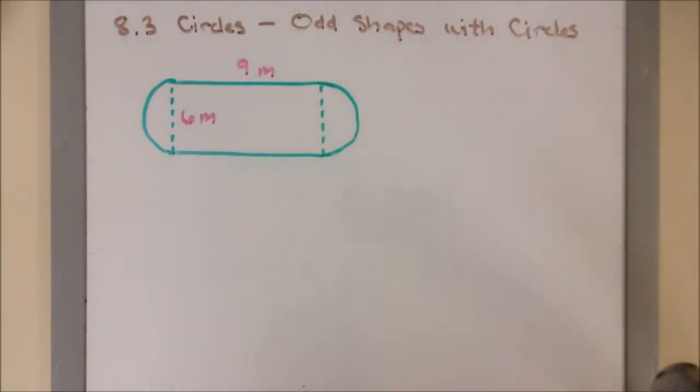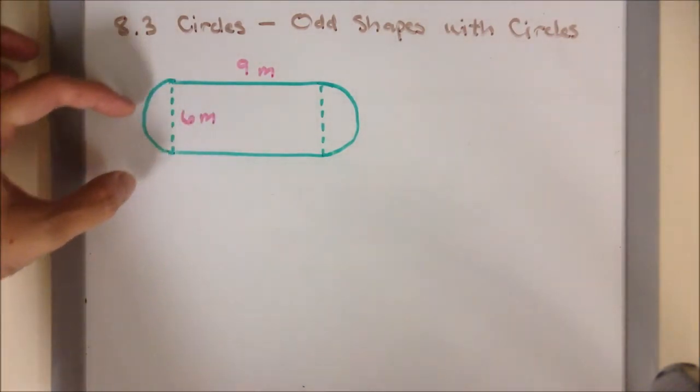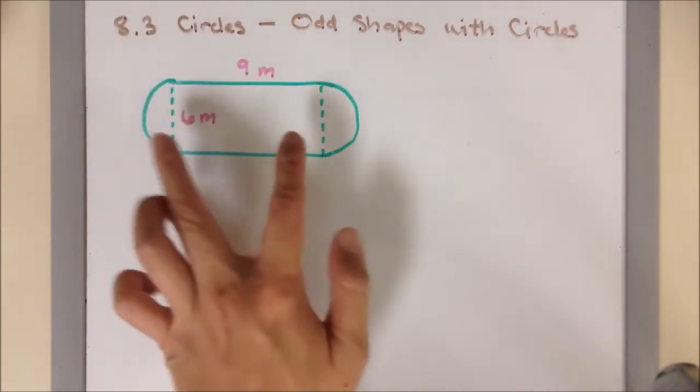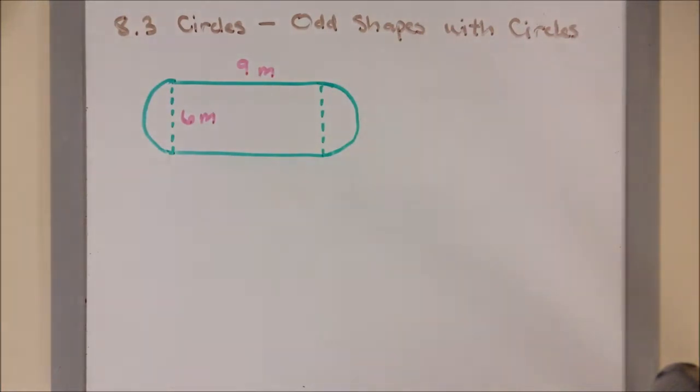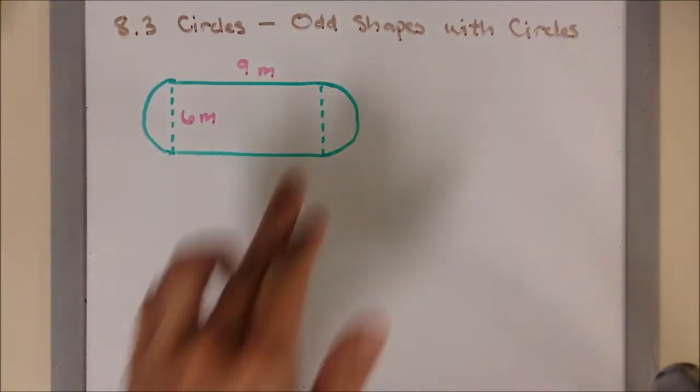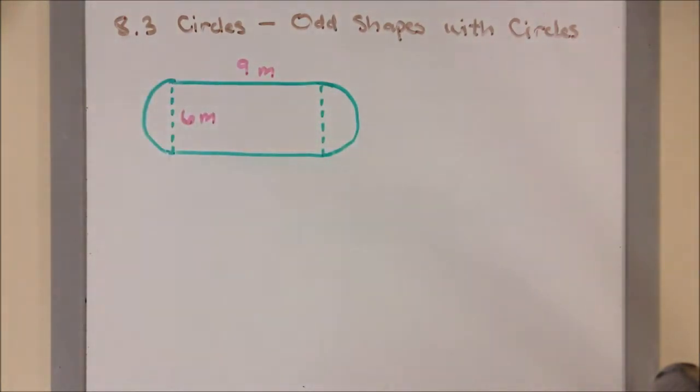Today we're going to cover odd shapes that involve circles. What I mean by circle is, if you look at this example, we see how there's a curved edge on the left side and the right side. In the middle, you can see that there's a rectangle of length 9 and width 6.